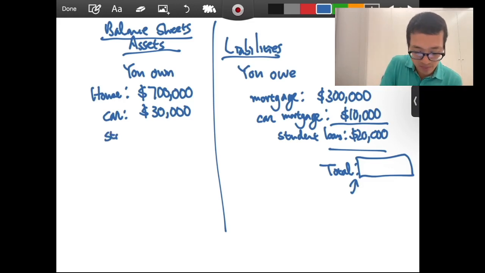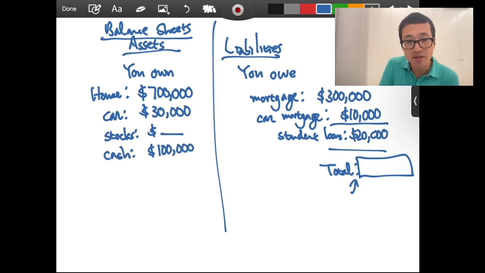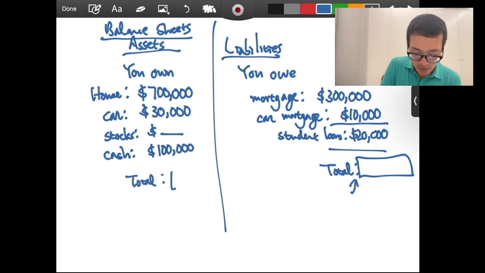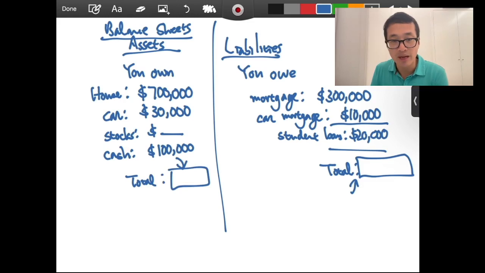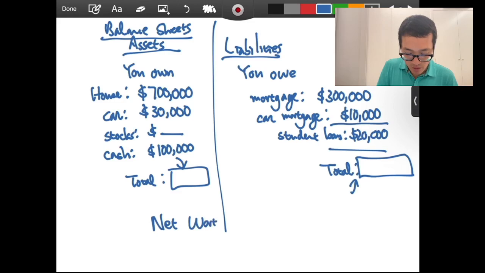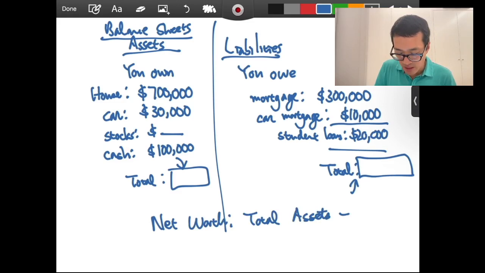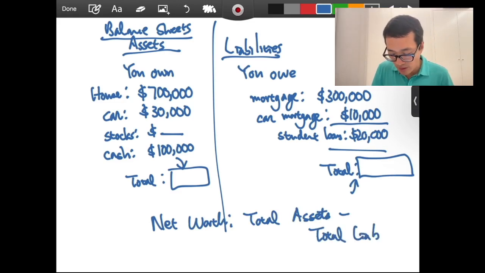Maybe you have some stocks. If you're starting out, you probably don't have that much stock, and that's okay. You got some cash in the bank. Let's say you got $100,000 in the bank. That's good, right? Okay, so all of that, things that you own, tangible assets, things that you can touch, are called assets. And the total asset, you total all of this up, that becomes your total asset. Here's a very important term called the net worth. Net worth is basically your total assets subtracted by total liabilities.